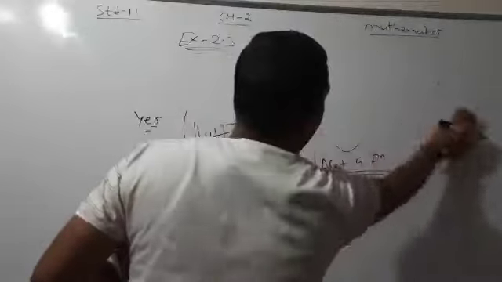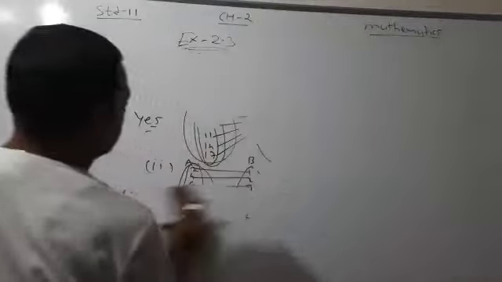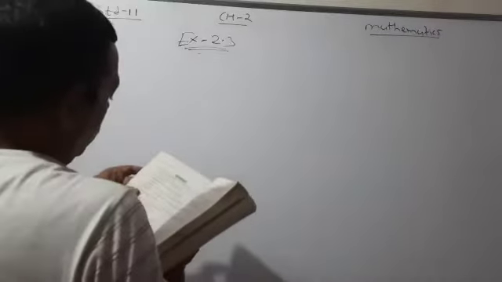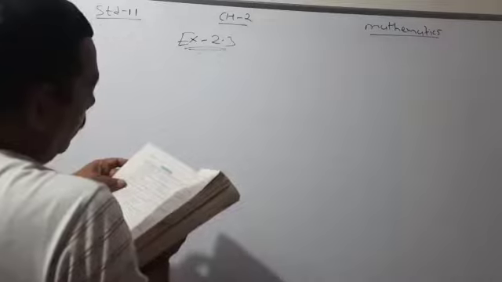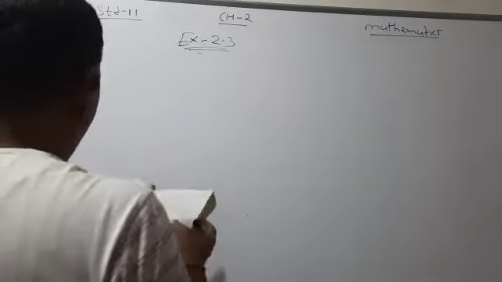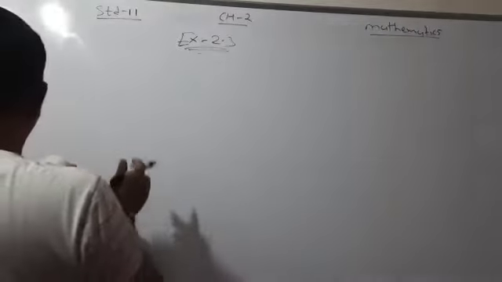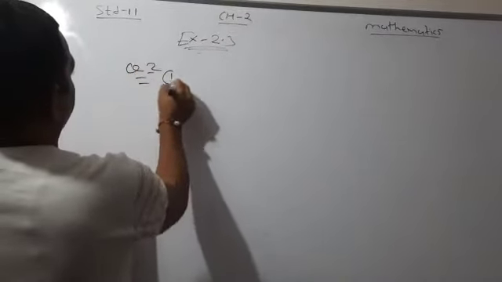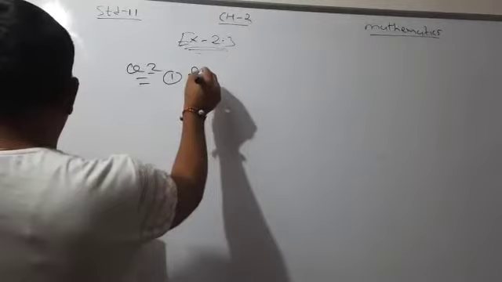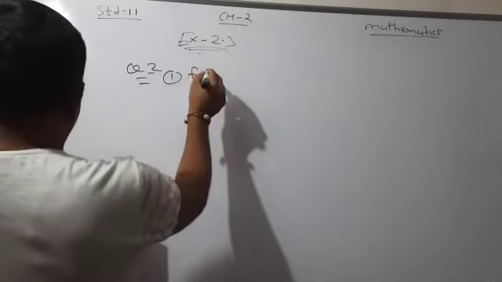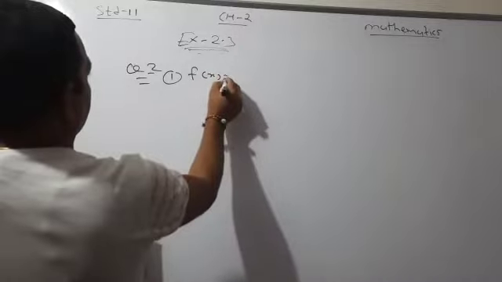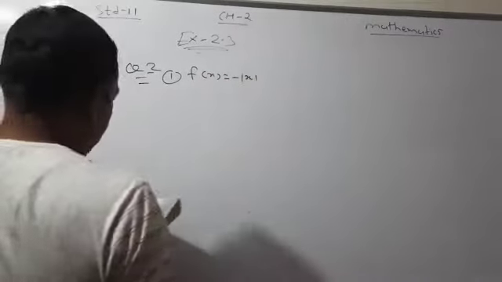Question number 2. See, in question number 2, find the domain and range of the following function. Now the question is there. The first function f(x), this function is defined on real numbers. So f(x) is equal to negative of mod x.